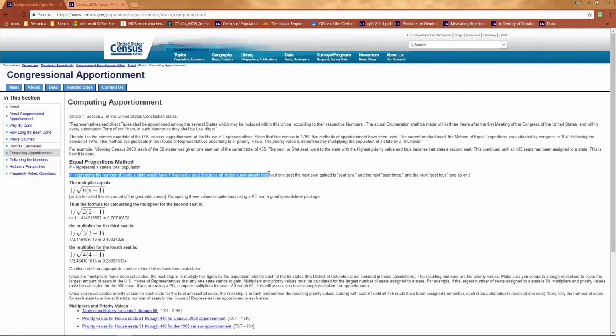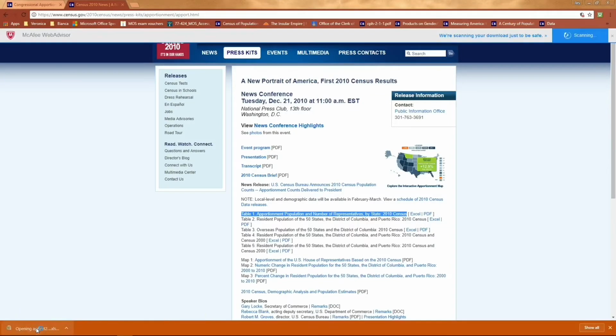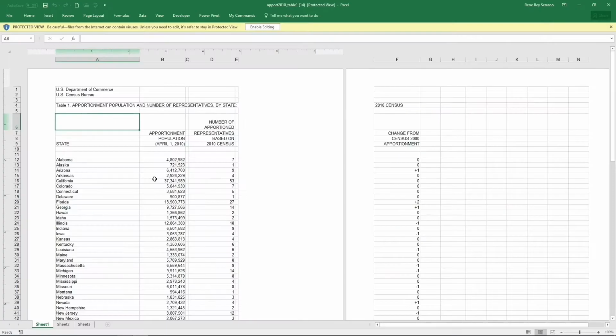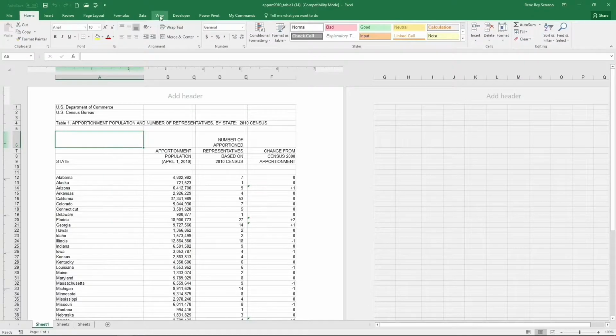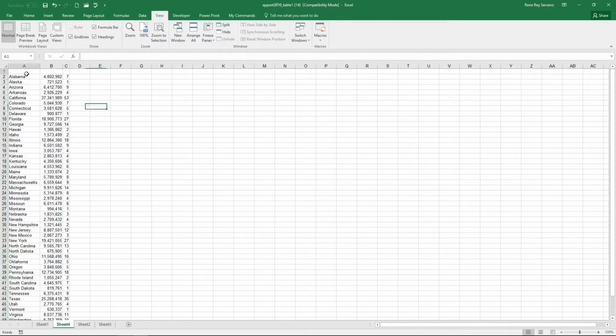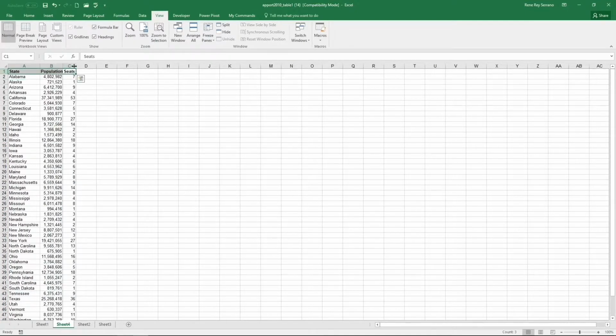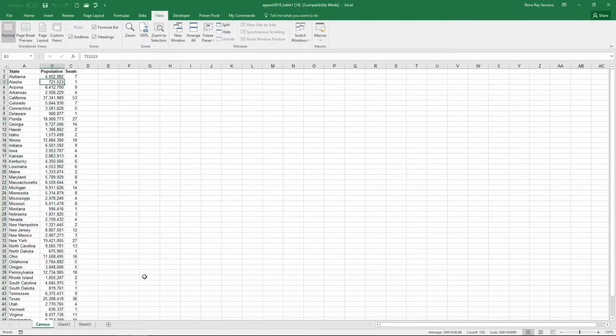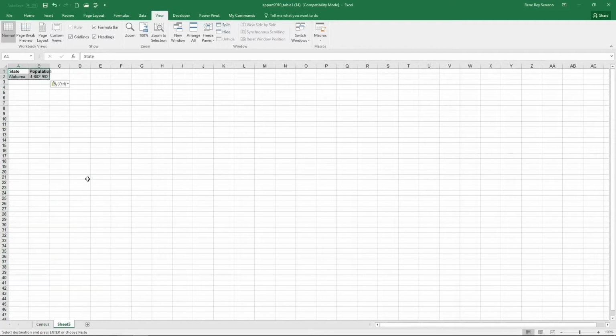Today we're calculating the apportionment for 2010. We're using two sites from census.gov, and we're putting it into Excel. We're grabbing the population, the states, and the seats, the current seats. Those are off of the census.gov website.